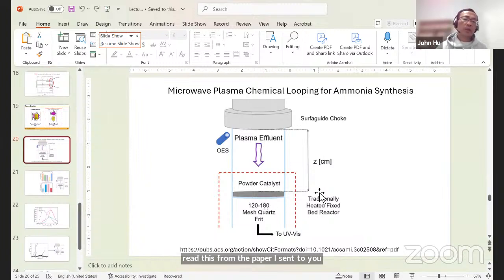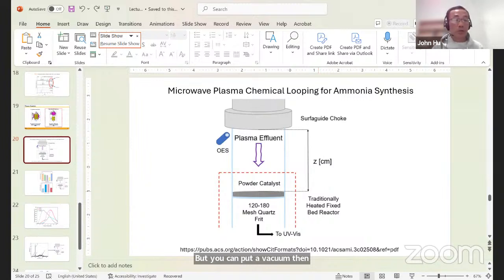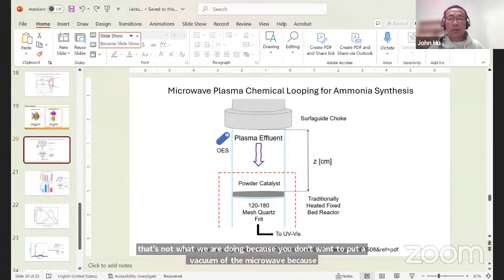One day an audience member asked: how do you generate the nitrogen plasma? There are different ways to generate nitrogen plasma. You can put it under vacuum, then flow nitrogen and ionize the nitrogen under microwave. But that's not the way we are doing it, because for ammonia synthesis, you need some kind of pressure, so you don't want a vacuum.